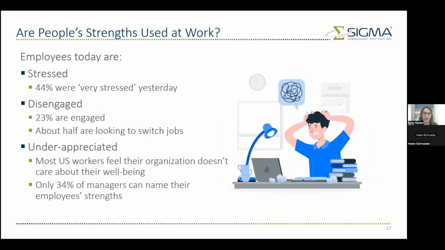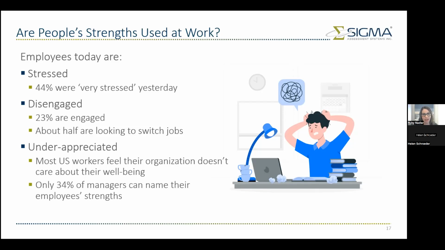And so if you ask yourself, how stressed was I yesterday? You might feel the same. And obviously this is really high. And that coincides also with a lack of engagement that I think has received a lot of attention in the last few years. So only 23% of employees are engaged in their roles. About half of people surveyed are looking to switch jobs, and some of those people are actively looking. So that doesn't paint a very good picture about how people are feeling in their jobs.